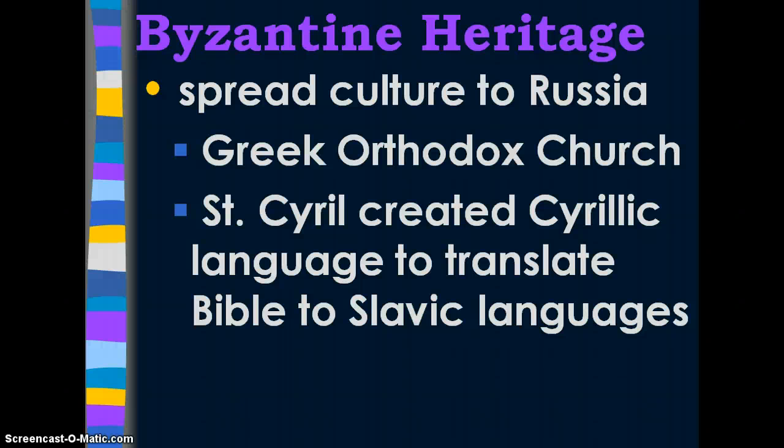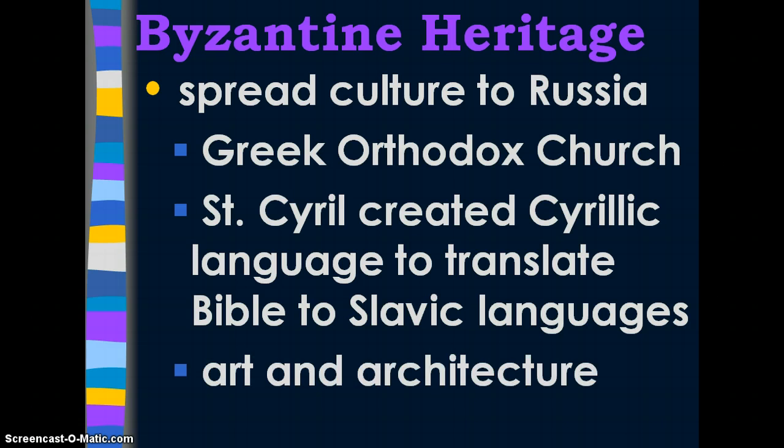And a guy named Saint Cyril created Cyrillic, which was a language that he used to write down the spoken language that was spoken by the people of Russia, and he based it on Greek. Cyrillic alphabet looks a lot like Greek. And he used it to translate the Bible into the languages spoken by the Slavs, the people who lived in Russia at this time in history. And he spread Christianity north into Russia. Also, we see, influenced by the Byzantines, the art and architecture in Russia as well.